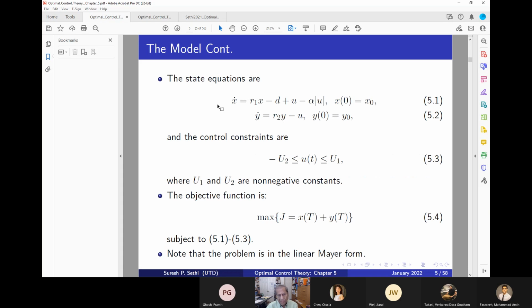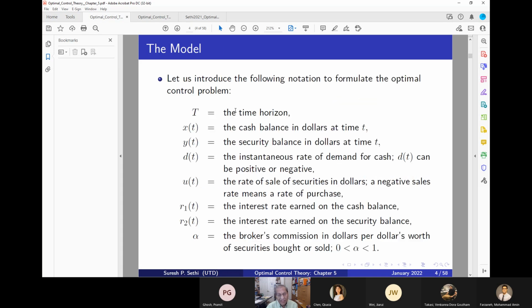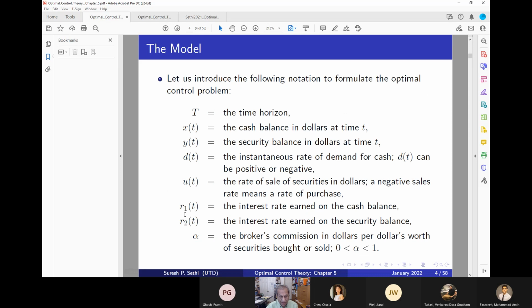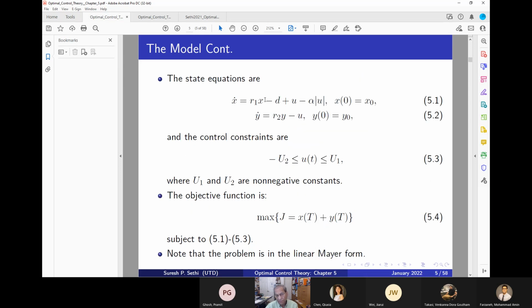So how does our state, which is the balance in dollars, change? Well, it increases because I'm earning interest. Remember, this R1 can be a function of time. This D is the demand for cash flow, so it's minus. But remember, the demand can also be receipts, an account receivable versus an account payable kind of thing.